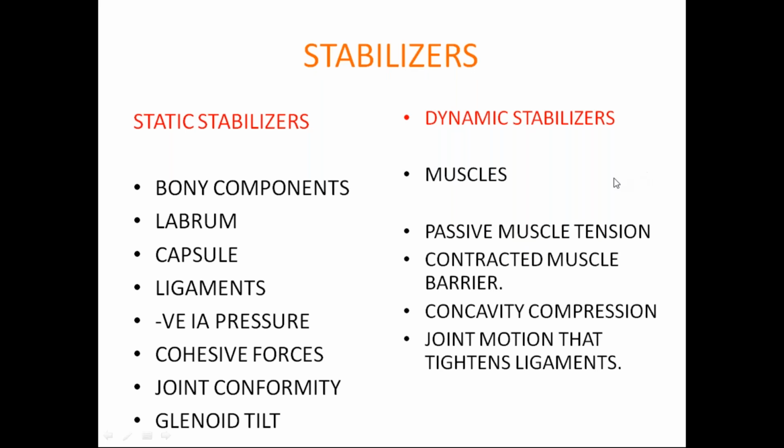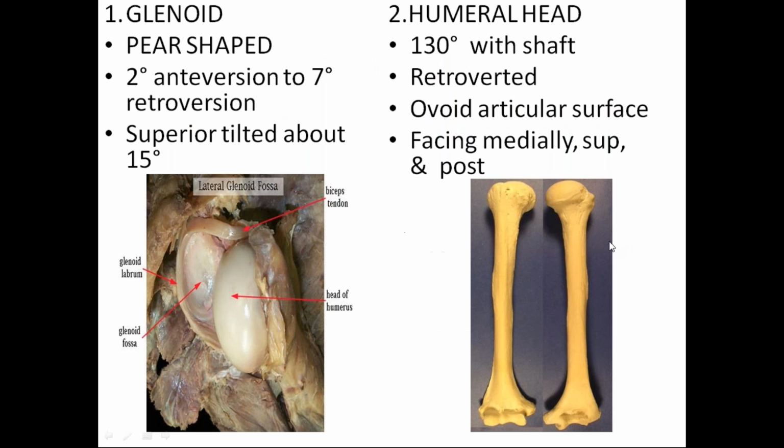Okay, dynamic stabilization is mainly by muscles, and also by joint motion that tightens the ligaments. The main component of the ligaments is the glenohumeral ligament, the ligament attached to the glenoid and to the humerus head. Glenohumeral ligaments are of three types: superior, middle, and inferior.